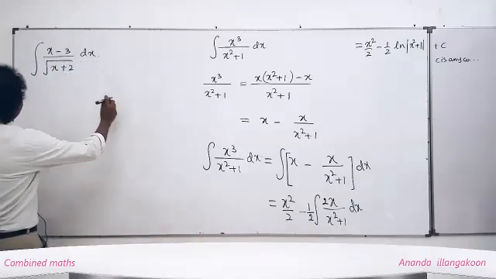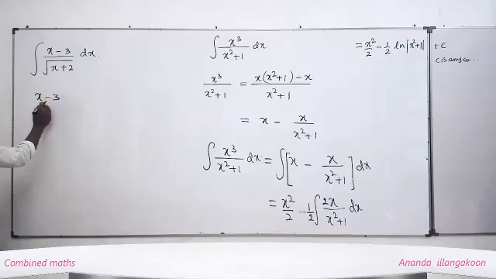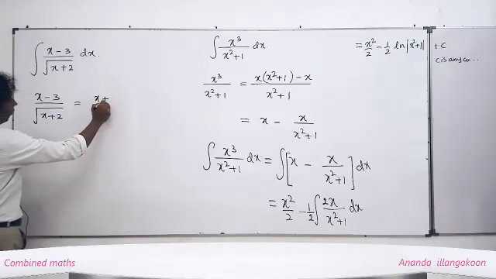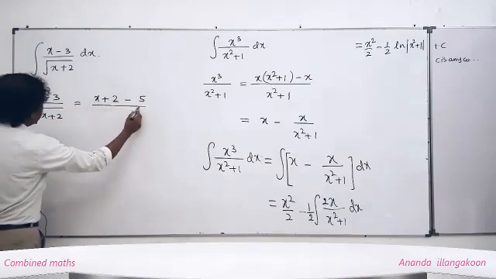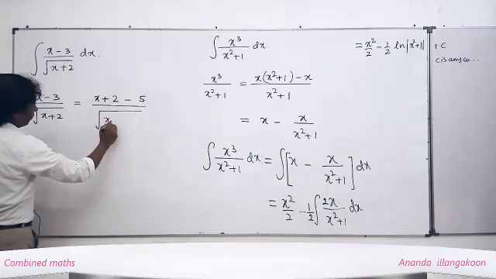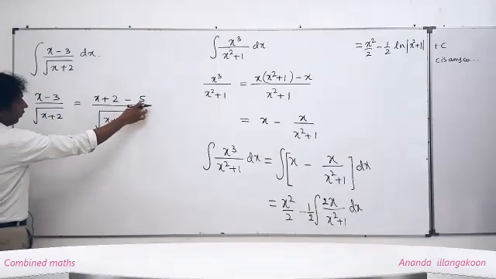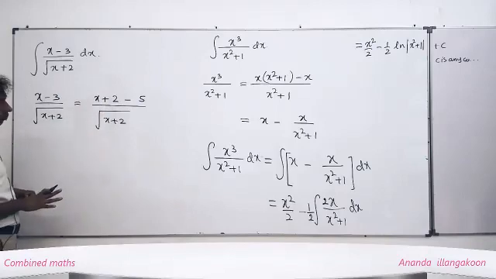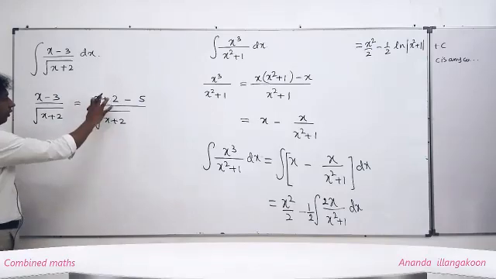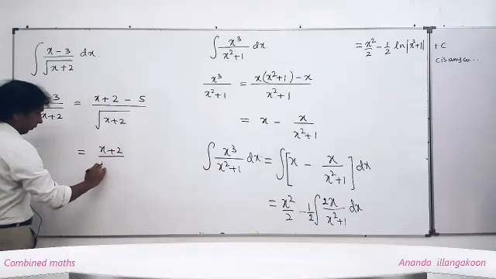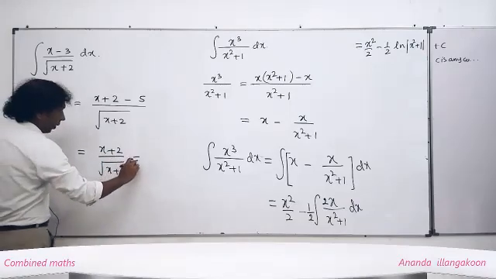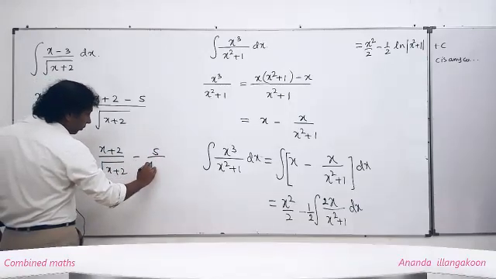How to take this one? This one also we can write like this, people: x minus 3 over root x plus 2, no? Right. Then I can write this one this way. Correct, no? 2 minus 5 is minus 3. This is coming. Okay, now I divide this by this: x plus 2 divided by root x plus 2, minus 5 divided by root x plus 2.